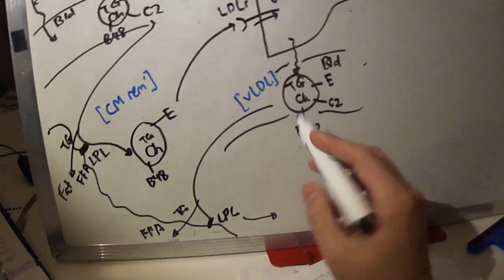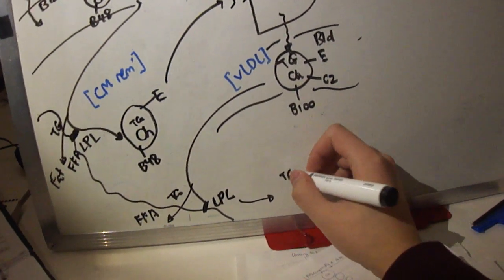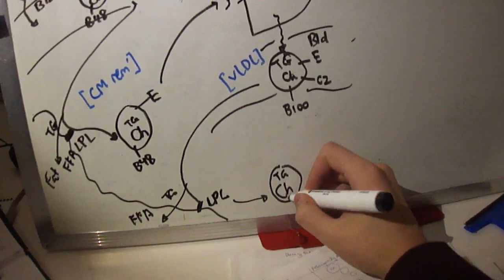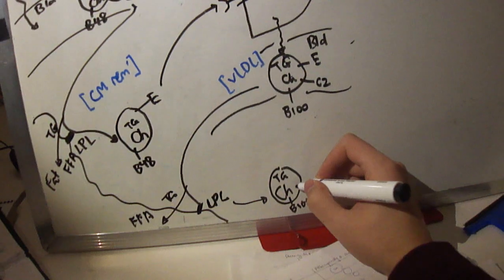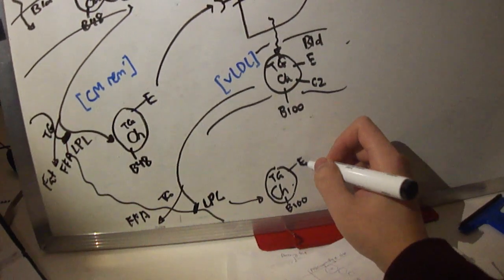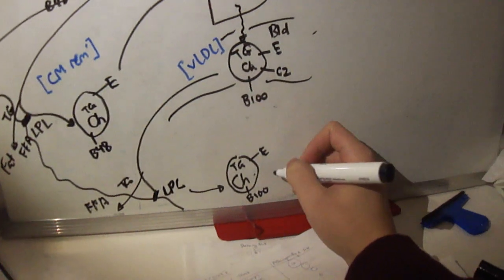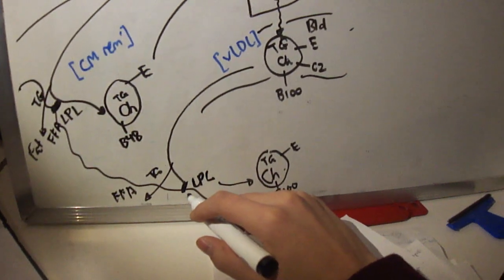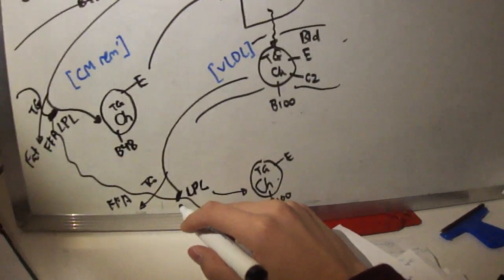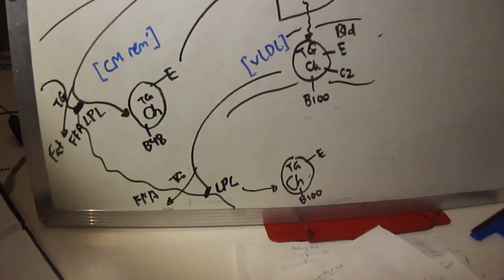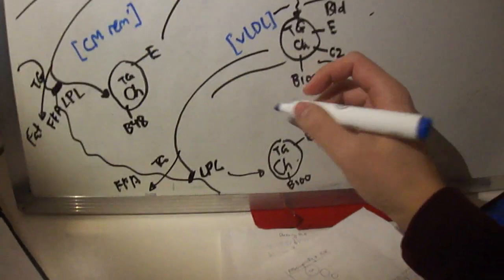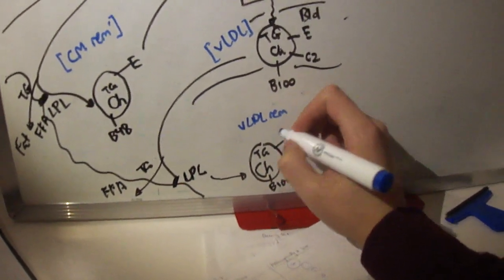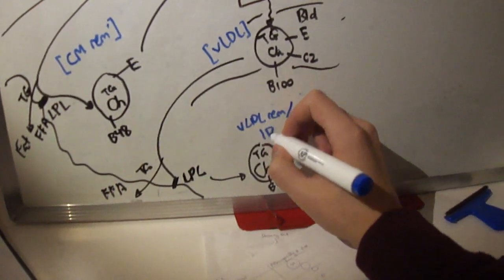Now this particle has very little triglyceride and still quite a bit of cholesterol. It still has that B100 and still has the E, but no longer has the C2, because the C2 was used in the recognition system by LPL. Now what we have here is not the VLDL, but the VLDL remnant particle. It's also known as the IDL.